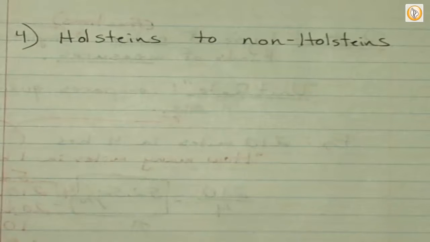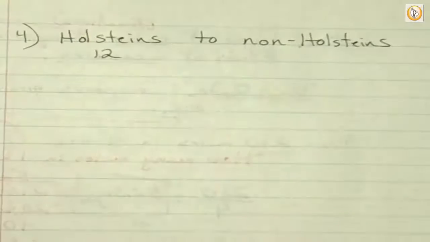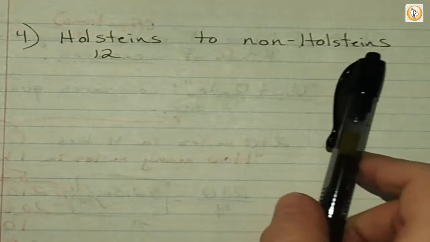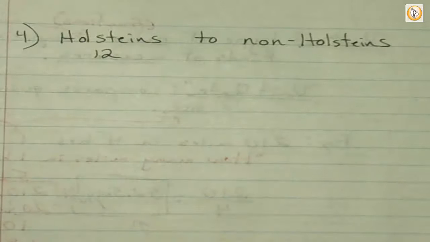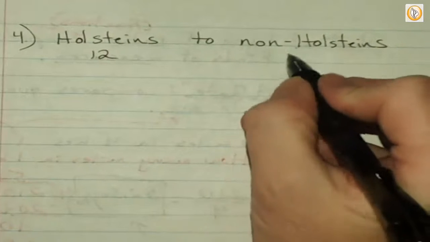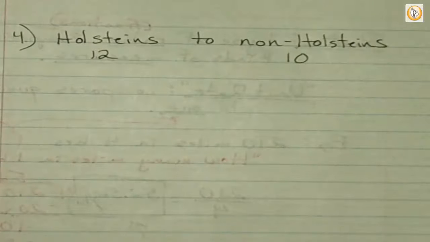So, Kelly, how many Holsteins do they have? 12. Now, how many non-Holsteins? How many cows that are not Holsteins? 10. Okay, I get it now. Yeah, so they're asking for how many are not Holsteins. Good job. I thought non-Holsteins was a type of cow.